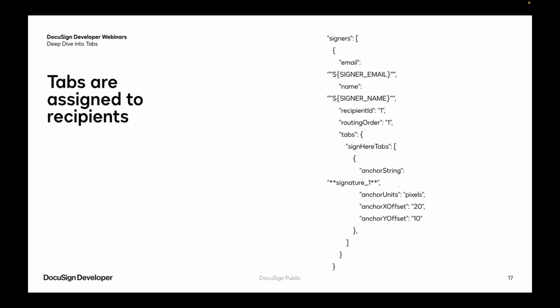And I've talked a little bit about how tabs are assigned to recipients. And so this is what that looks like in the JSON. You have your list of signers with the signer email, signer name, and then the tabs are within that signer. And so that's where our list of tabs goes, or many lists of tabs of different types.